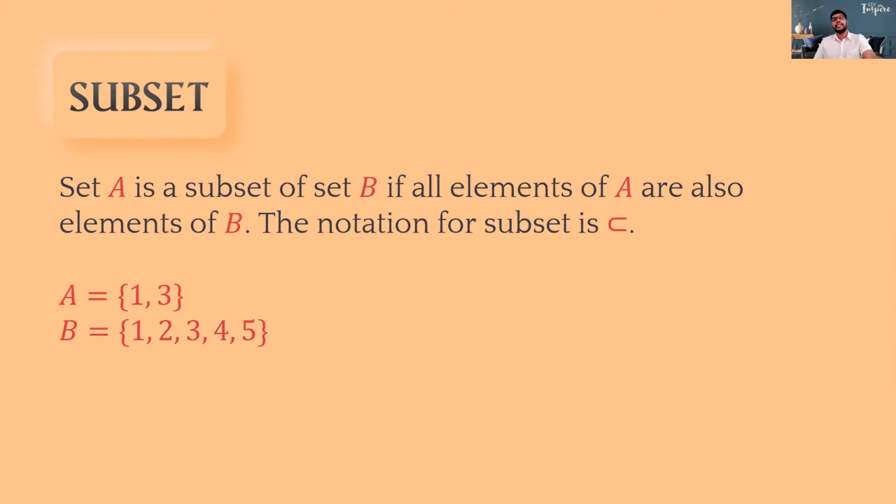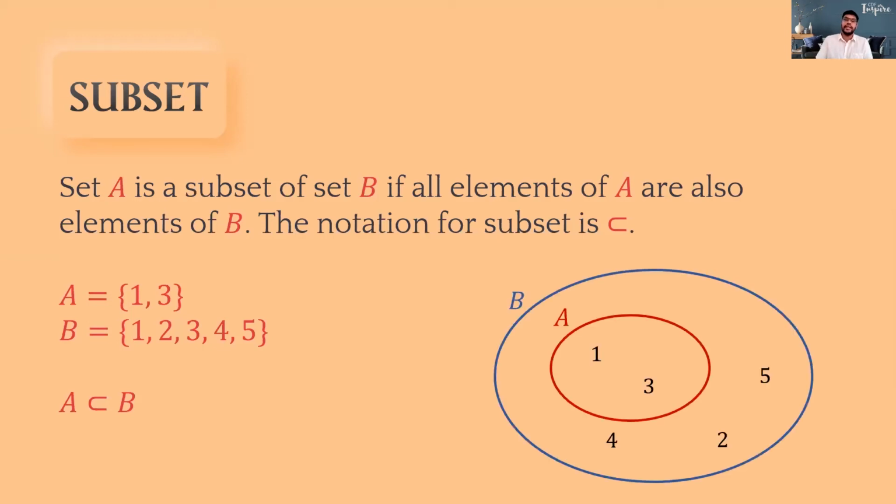So let's say set A is 1 and 3 and set B is 1 2 3 4 5. So children, won't you agree when I say that everything in set A is also in B? Because you can see in set A you have the elements 1 and 3, and in B you have 1 and 3 and more elements, right? So that means A is going to be a subset of set B, right?